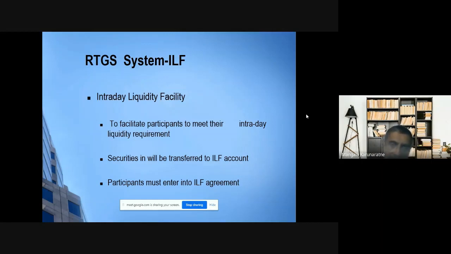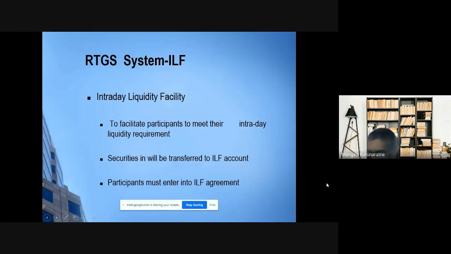You can have some securities parked in ILF and request the central bank early in the morning if you need. But doing it early in the morning, everything would not be advisable, because then the gridlock situation will happen and you will get warning letters and fines will be imposed on you.